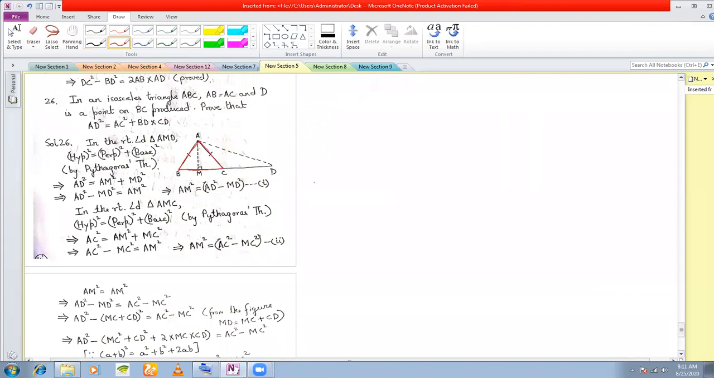And D is a point on BC produced. So when I produce this side BC, I get this point D. Prove that AD square is equal to AC square plus BD into CD. So let's see what sides are involved in the proof.